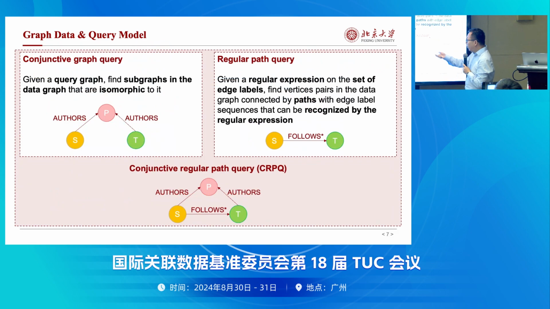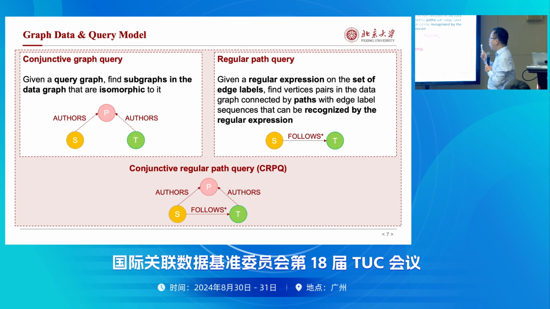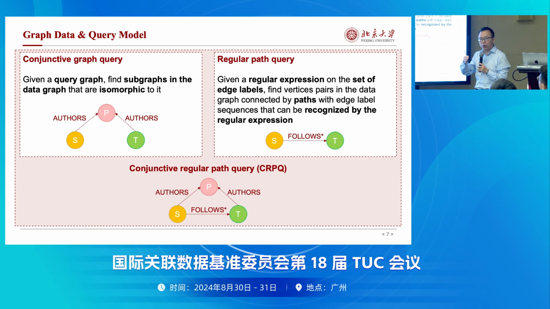The first one, the conjunctive graph query, is that given a query graph, we find the subgraph in the data graph that is homomorphic to the query graph. But for the regular path query, given a regular expression, we want to find a set of node pairs connected by a path where the edge labels along the path are recognized by this regular expression. This we call the regular path query. For this one, we try to find some person who follows or indirectly follows others, right? This is a very simple regular path query.